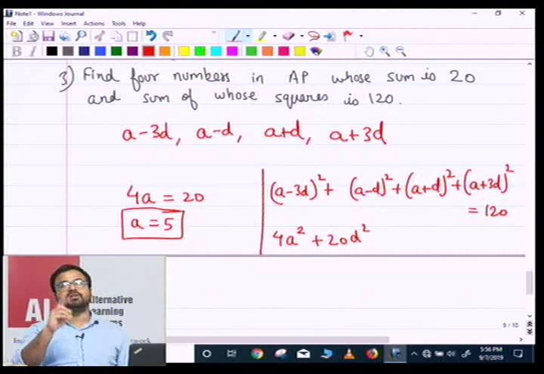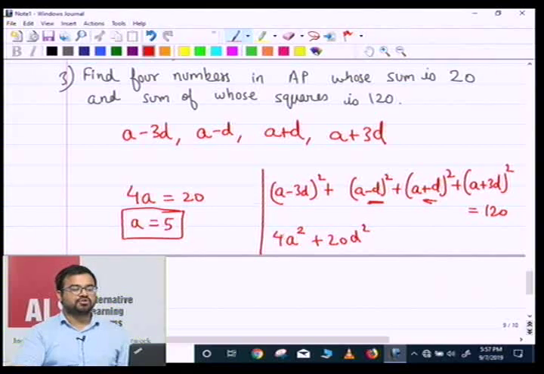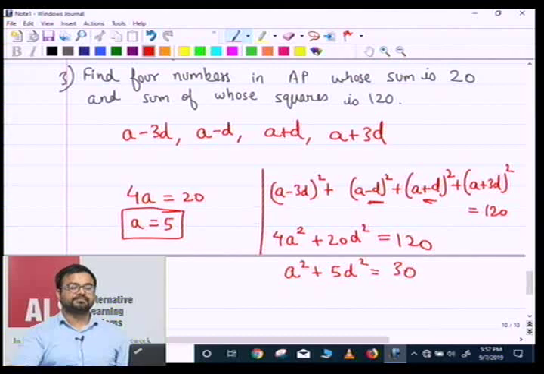Now what about the middle terms? From the first bracket you will get minus 2ad. From the last bracket you will get plus 2ad. That will get cancelled out. From the middle 2 brackets, plus 2ad minus 2ad will also get cancelled out. So on simplifying you will get only 4a square plus 20d square is equal to 120. Now dividing the complete equation by 4, a square plus 5d square is equal to 30.